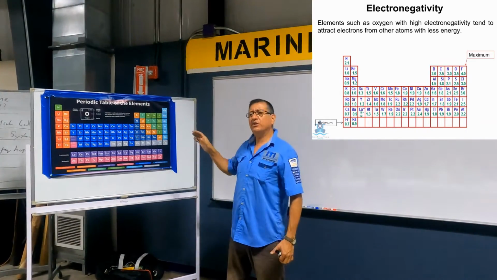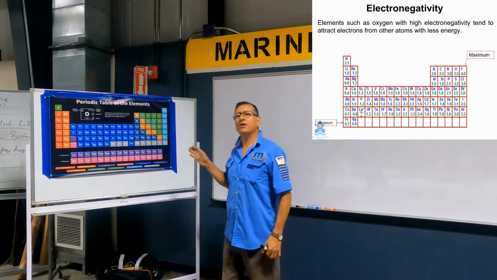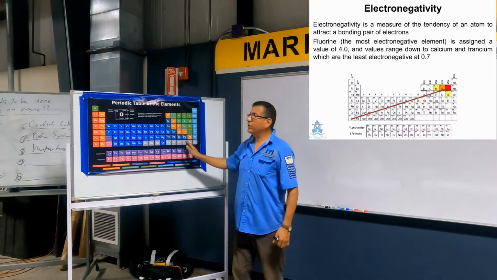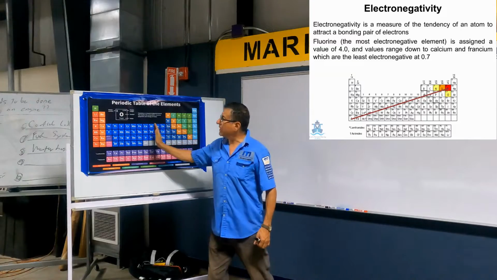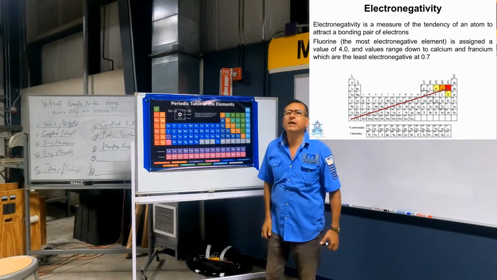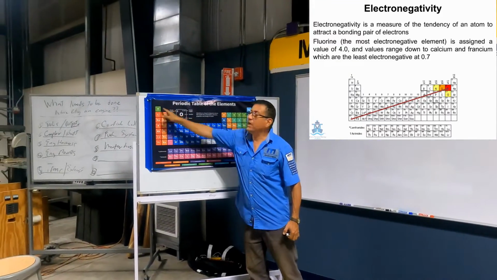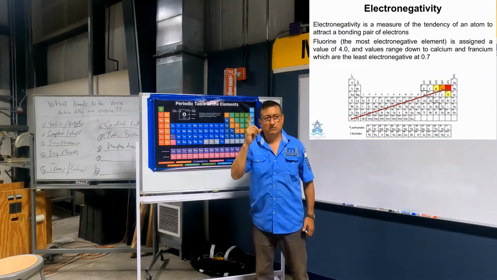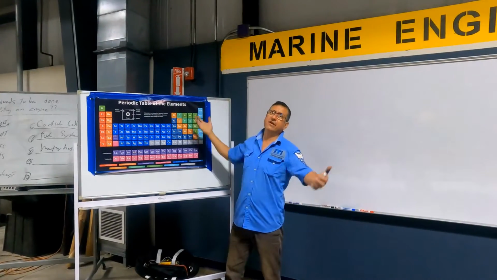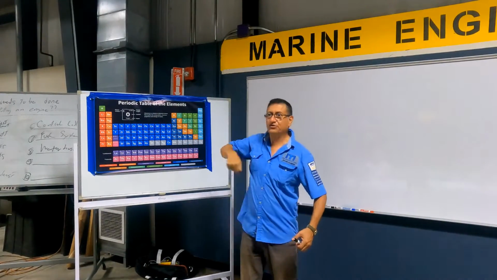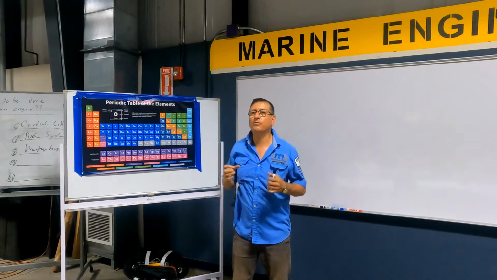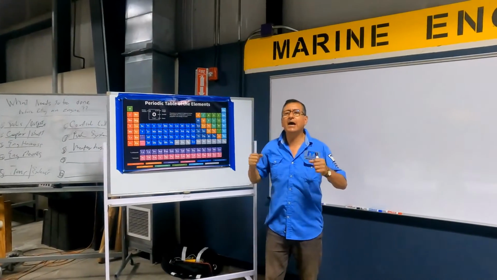Which elements in the periodic table have more energy than other elements? The elements located here have more energy than the elements located here. Why, guys? Because this one only has 1 electron in the last orbit, and this one has 7. A lot of electrons moving, spinning in the last orbit, producing high energy.